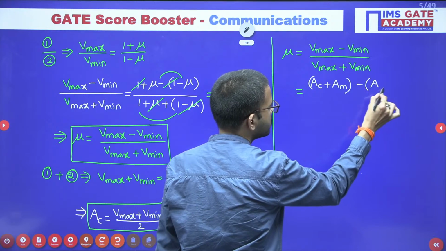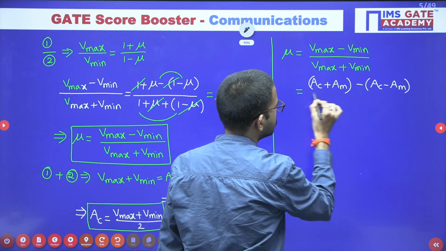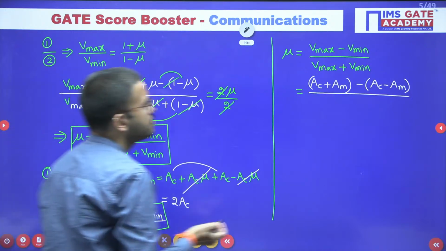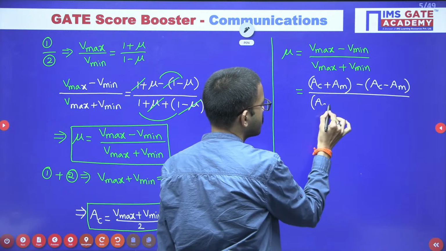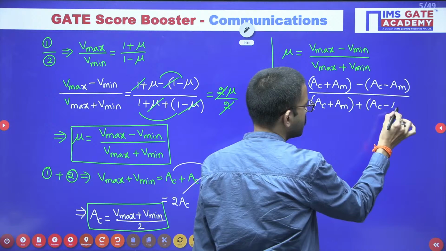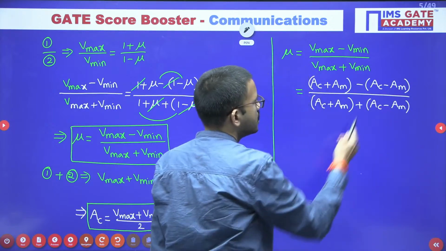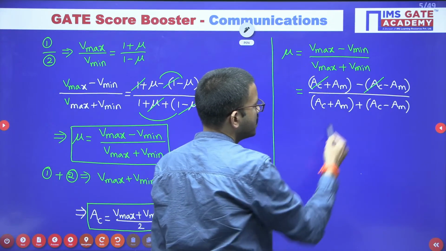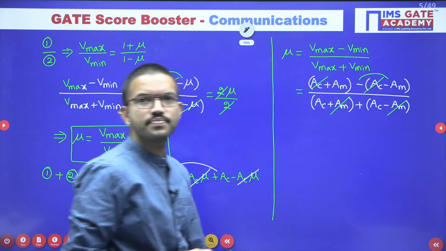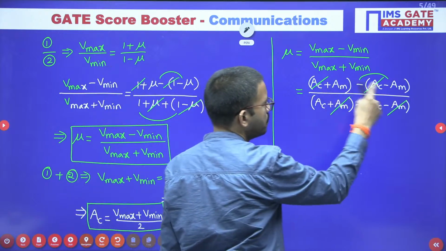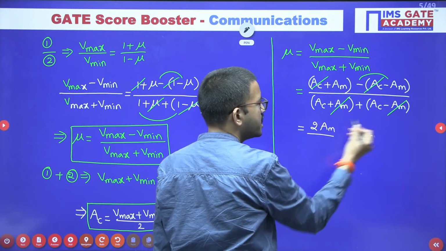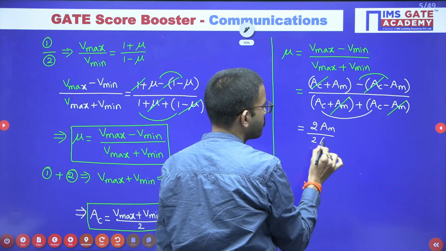Vmin is AC minus AM. Similarly, you can substitute in the denominator AC plus AM plus AC minus AM. Now, AC will get cancelled. Here, AM will get cancelled. Minus of minus is plus, right? AM plus AM, that is nothing but 2AM. Here in the denominator, AC plus AC, that is nothing but 2AC.